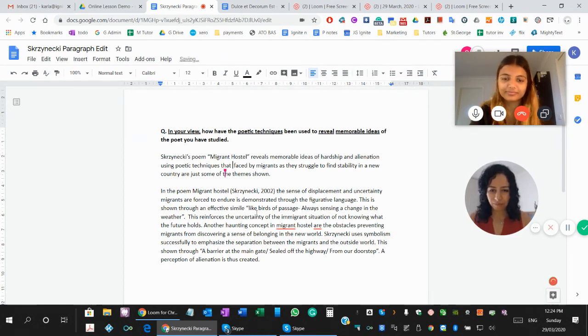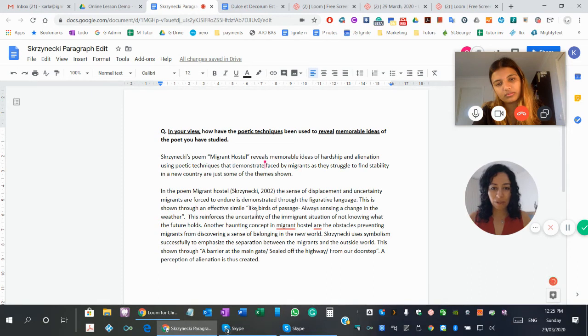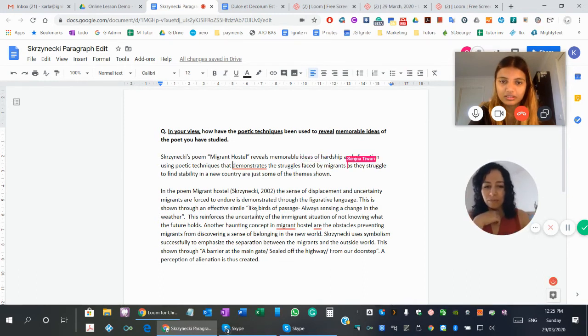Mm-hmm. That demonstrate. Yep. Then maybe the struggle, so we can take that part and bring it earlier. Oh yeah, the struggle faced by migrants. Faced by migrants. Okay, so now what can you delete? All of that? I wouldn't. Oh yeah, okay. Let's try it. Give it a go and we'll have a read.